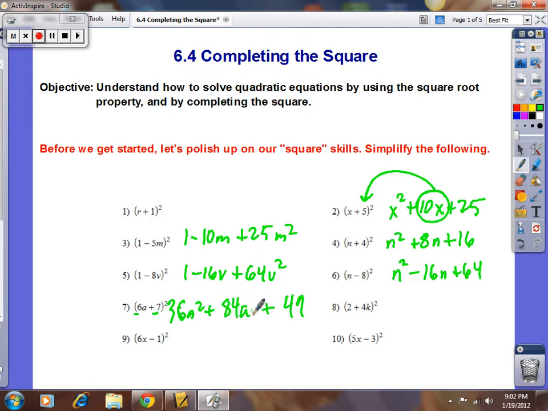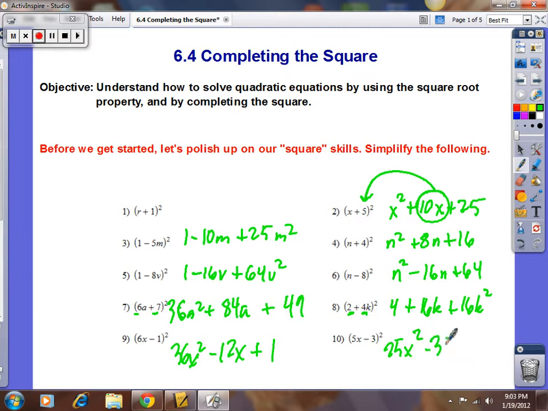So let's try it for 8. The first term is going to be 2 times 2, so that's 4. Your middle term is going to be 4 times 2, that's 8. Add another 8, so you're going to have 16k. And then plus 16k squared. Number 9, 36x squared, let's see, it's going to be a minus 12x and plus 1. Number 10, you're going to have 25x squared minus 30x plus 9.